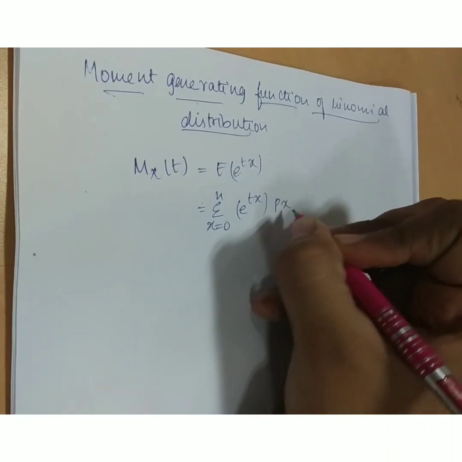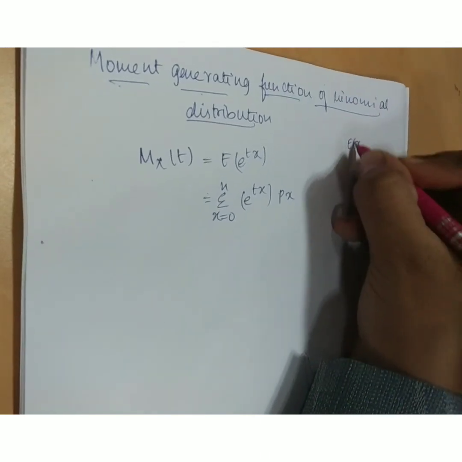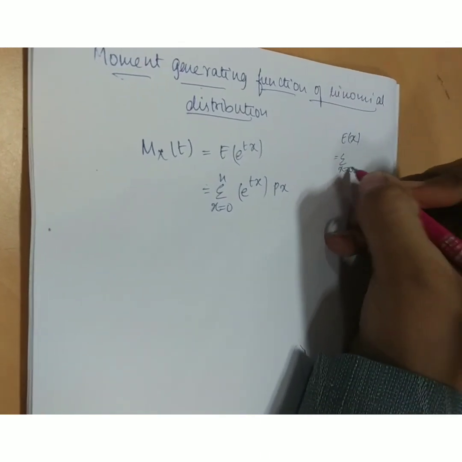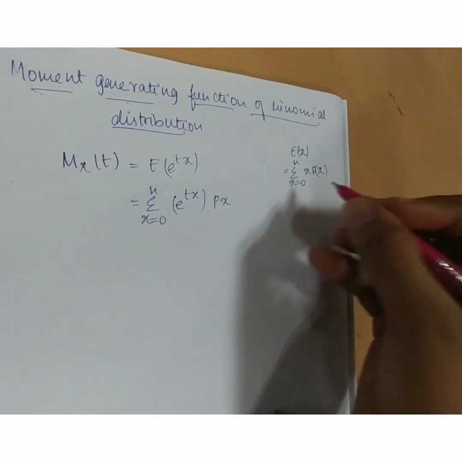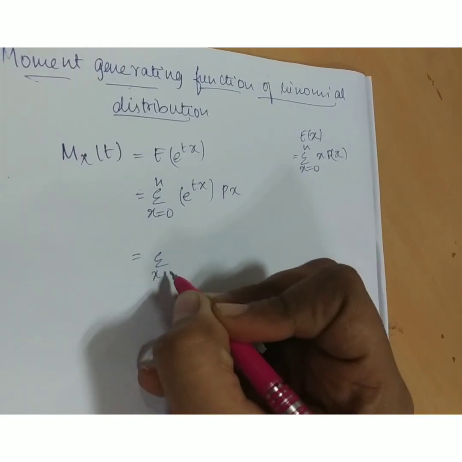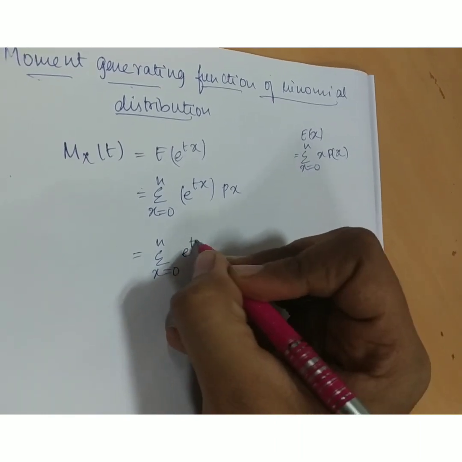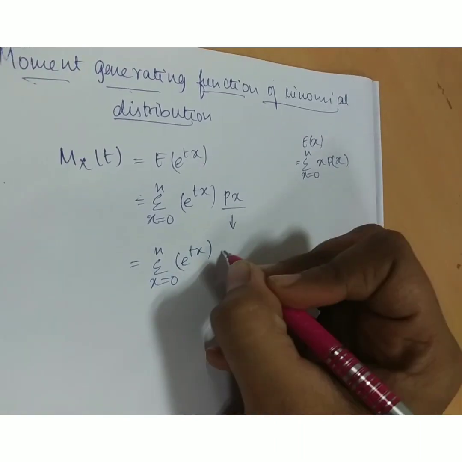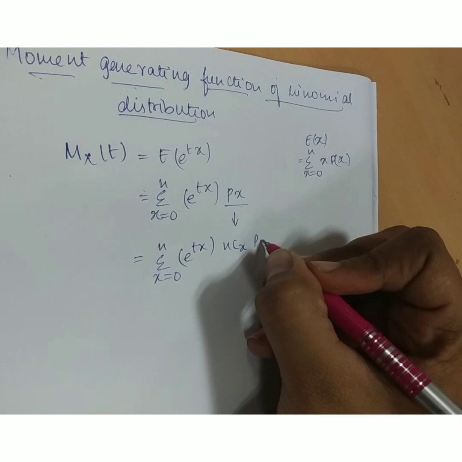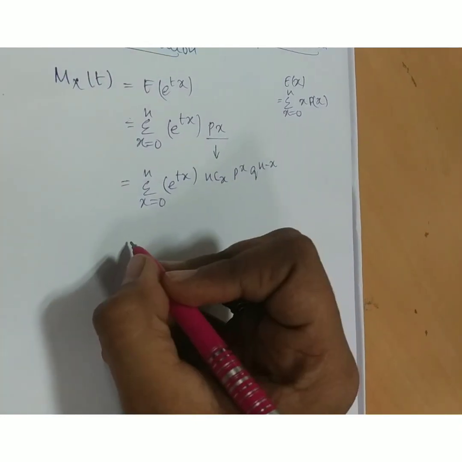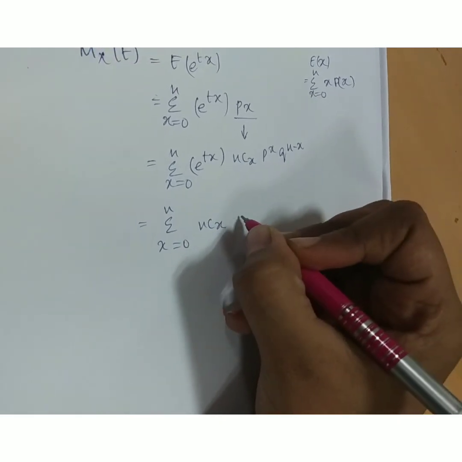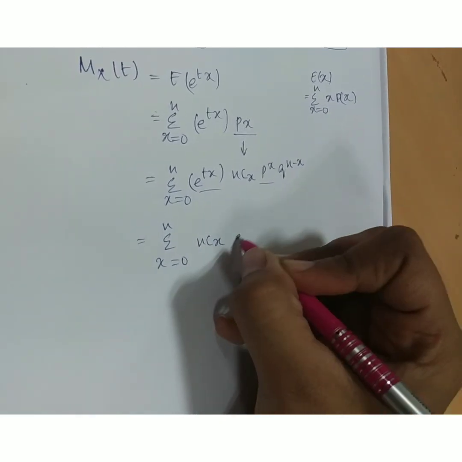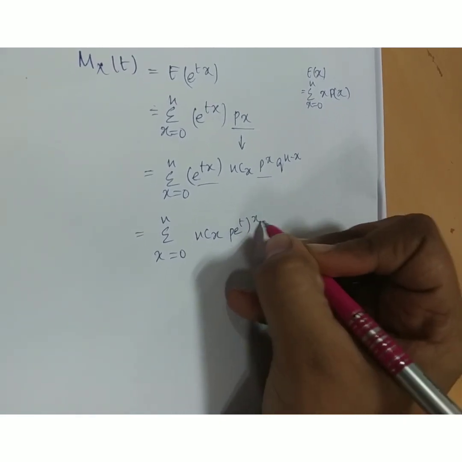As we all know, expectation of X is equal to summation of x equals 0 to n of x p(x). Then proceeding the same way, we substitute the value of p(x) as nCx p^x q^(n-x). Then as e^(tx) and p^x have the same power x, we can combine them as (p e^t) the whole power x, and q^(n-x).